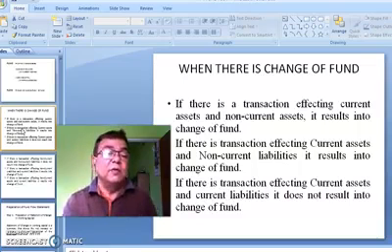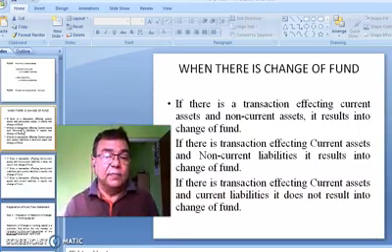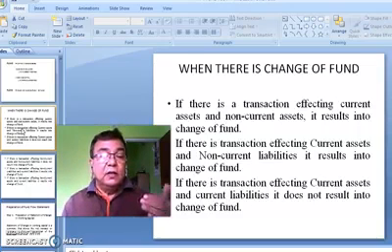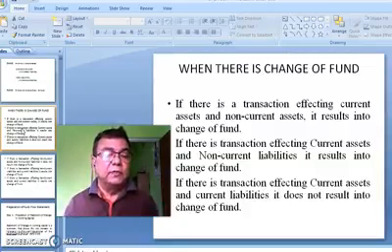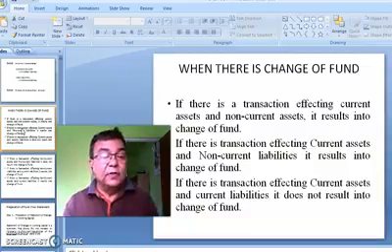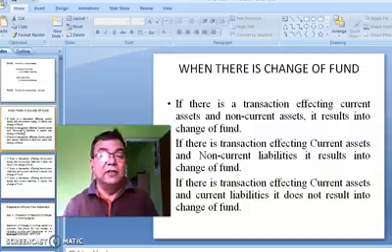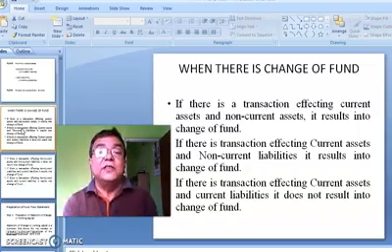Now, current assets are a component of working capital, and in this transaction one side is current assets and the other side is non-current assets. Non-current assets are not a component of working capital, that is fixed capital. Suppose a fixed asset is purchased, say plant machinery for rupees 1 lakh. The journal entry will be machinery account debit to cash account or bank account. Machinery is the non-current asset and cash or bank account is a component of current assets. So when the machinery is purchased, the cash goes out from the business, that is outflow of fund. That means working capital decreases. That is why there is a change of fund, since one side is current assets and the other side is non-current assets.